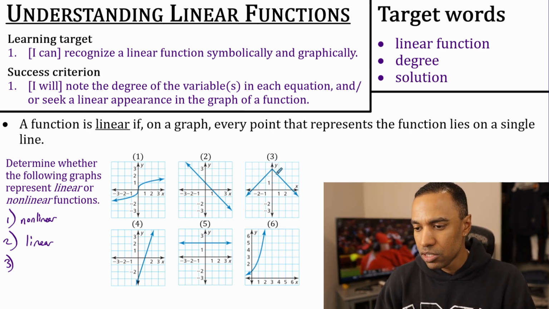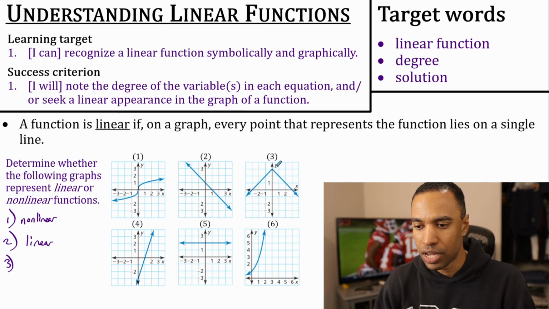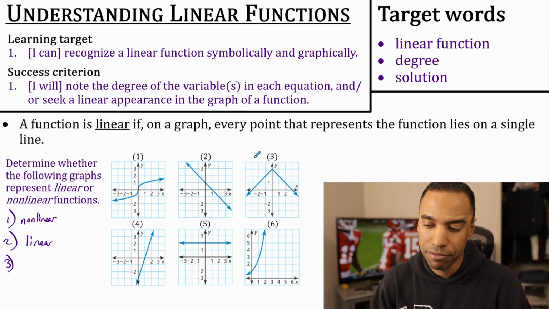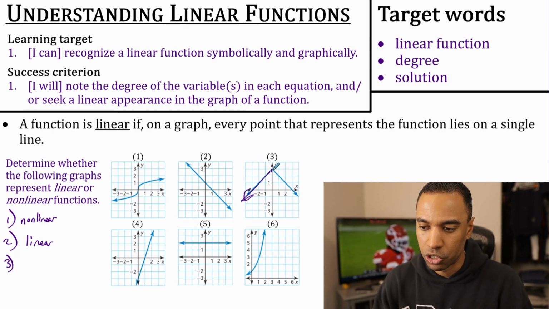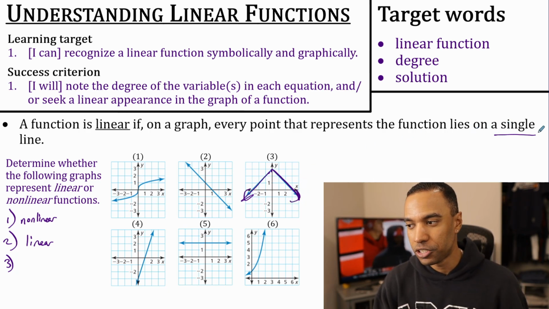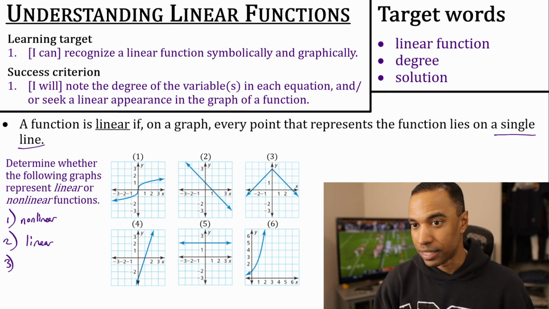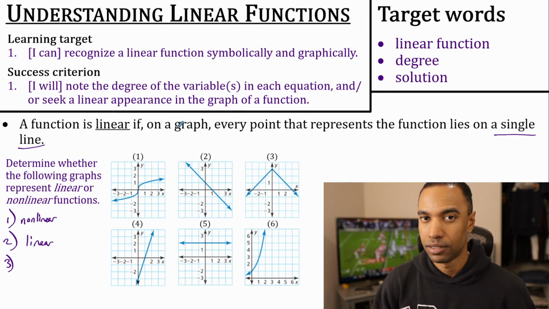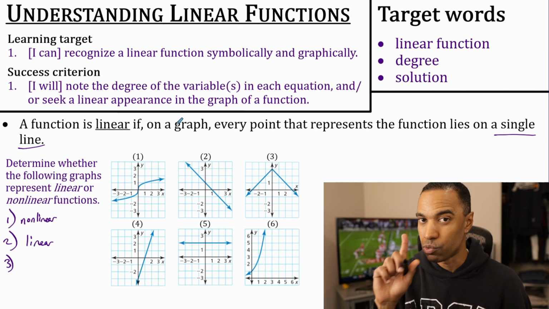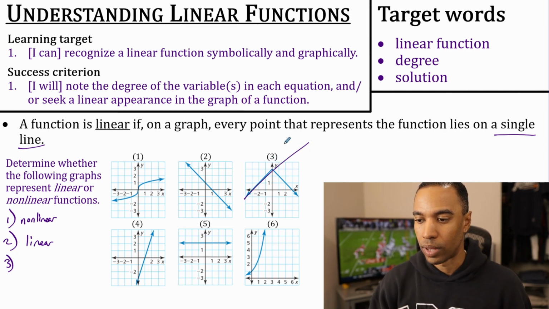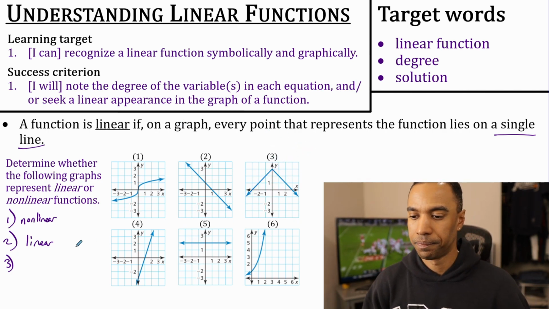Number 3, this is actually called an absolute value function, this V shape. This may have 2 different straight portions to it right here, but not for a single line. It needs to have a single line here. And this does not make a single line. This is not linear. Even though it has 2 straight parts, it needs 1 straight part. It needs to go like that the whole way. This is nonlinear.